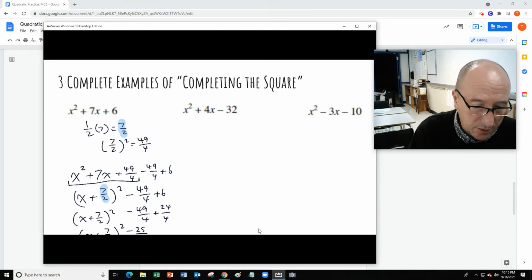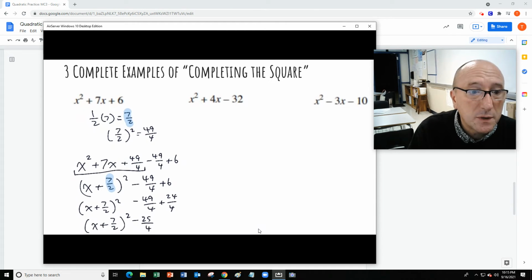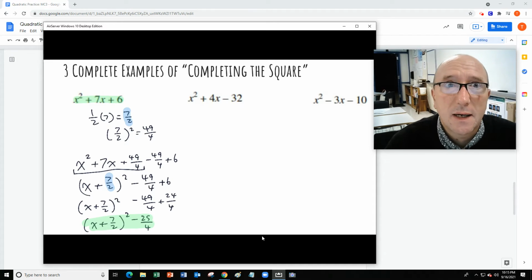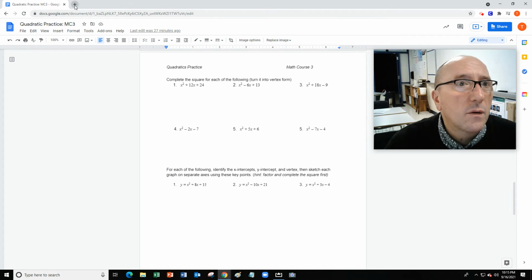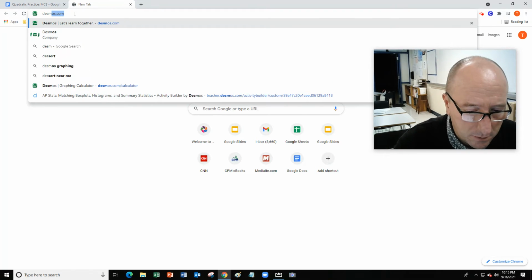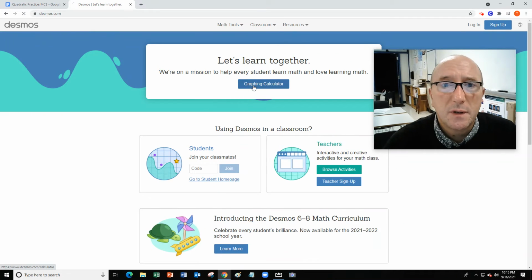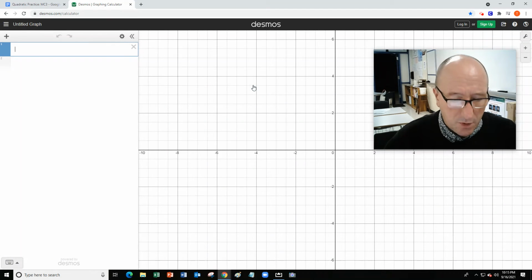Let me move this out of the way here so you can see the bottom portion of the screen. So this parabola right here and this parabola right here are identical. They look very, very different. Let's see if they're exactly the same. Let's open up our friend Desmos. I'm not asking you to do this on your computer right now. I'm just going to test out to see if we got this right.